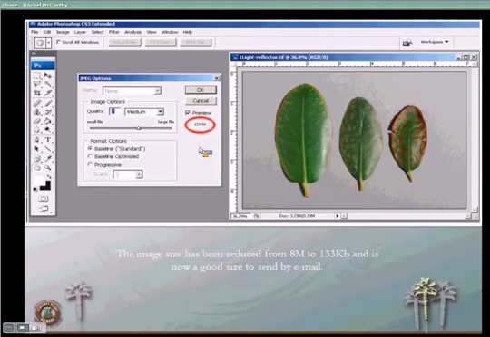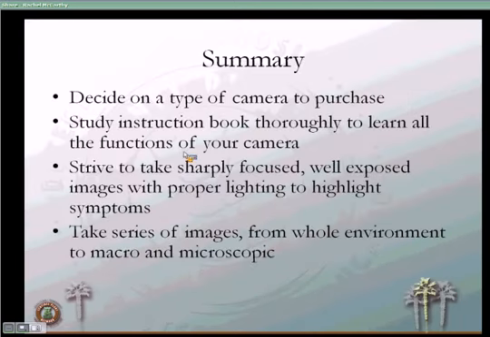So when you save this, make sure you save it into another folder so you're not saving it over your original picture, which has the highest resolution. Okay, and that's all you need to do. Those pictures you would send into your diagnostician, and hopefully they could tell you what the problem is with your specimen, or if you need to send in more samples for diagnosis.